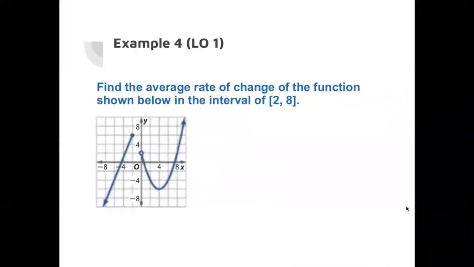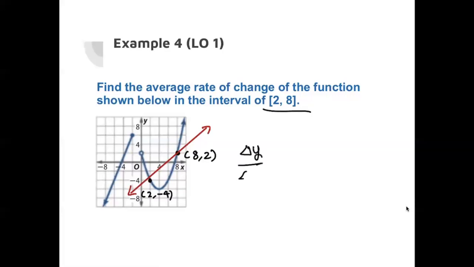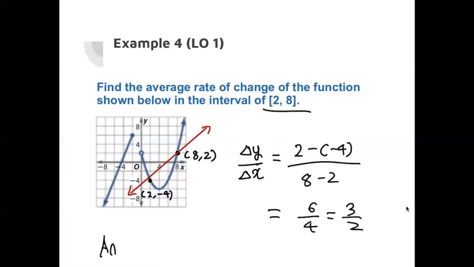Find the average rate of change of the function shown below in the interval of 2, 8. So let's mark these points. This is where x is 2, and this is where x is 8. The coordinate is 2, negative 4, and 8, 2. We're finding the average rate of change, so we're drawing a secant line. Then we're finding the slope of that secant line, right? So we just have to do the same thing. So it would be 2 minus 4 over 8 minus 2. So it would be 6 over 4 or 3/2. So the answer would be 3/2.